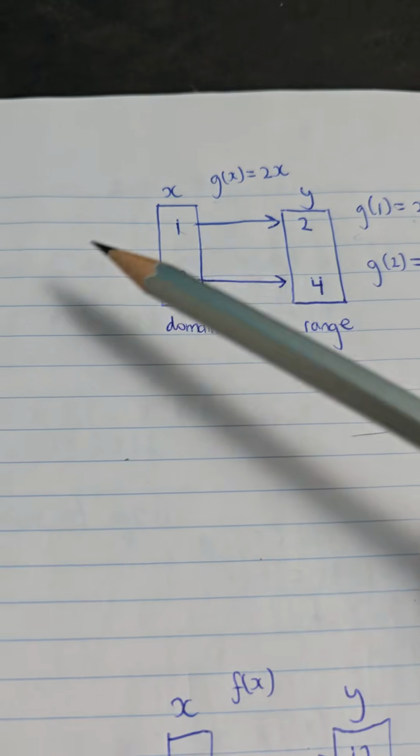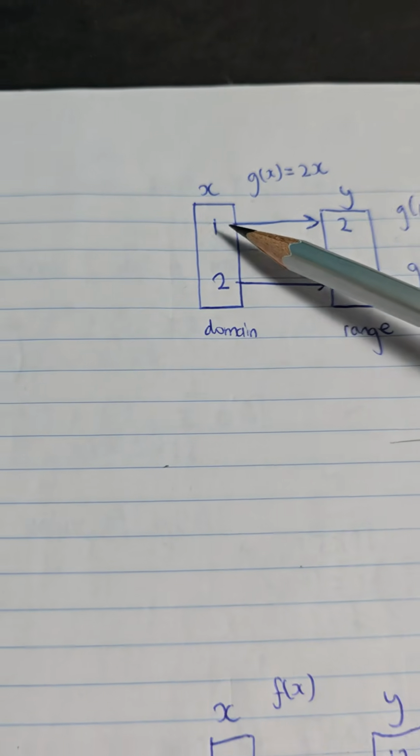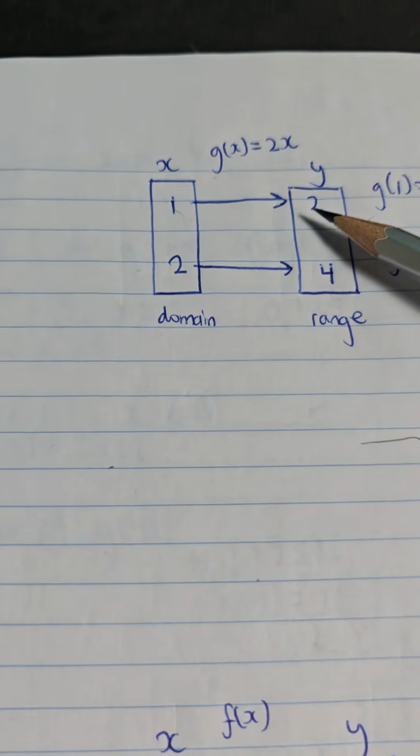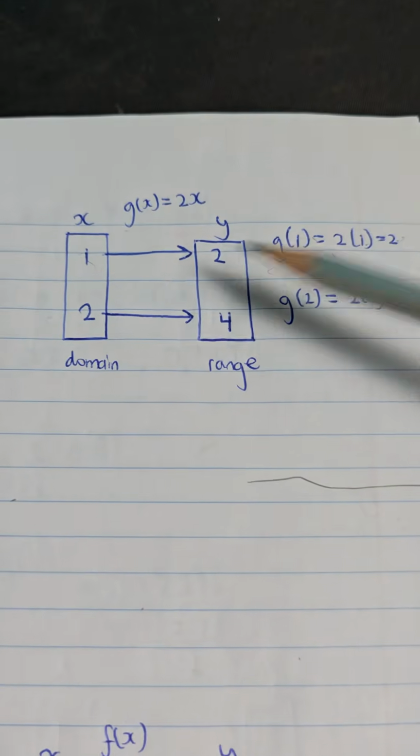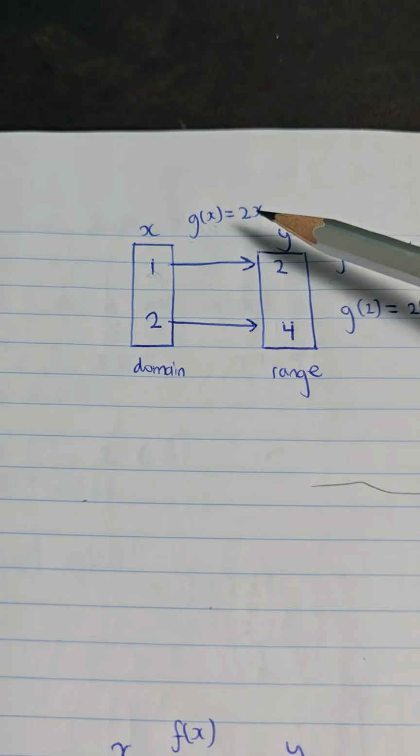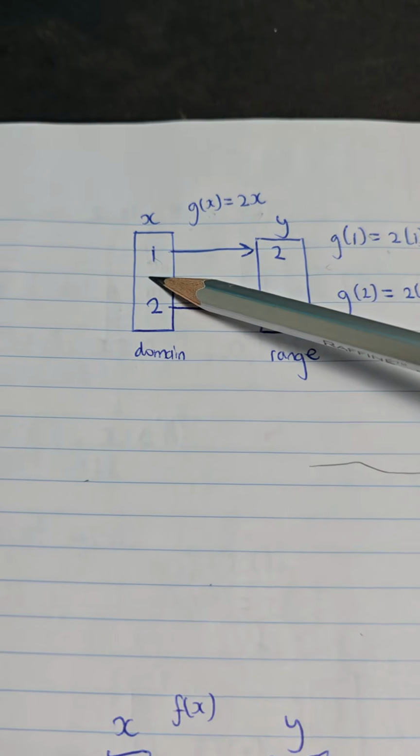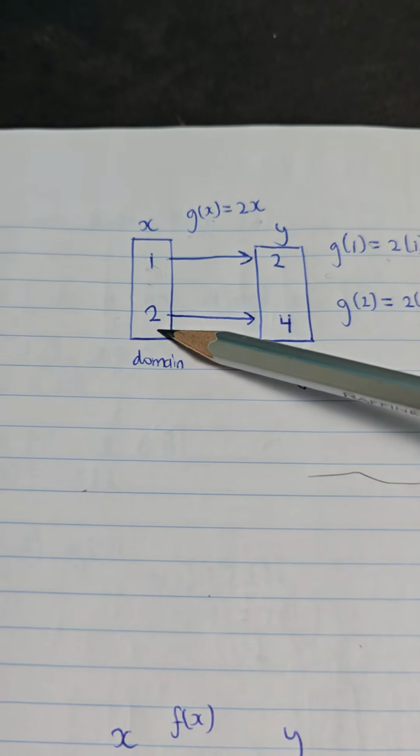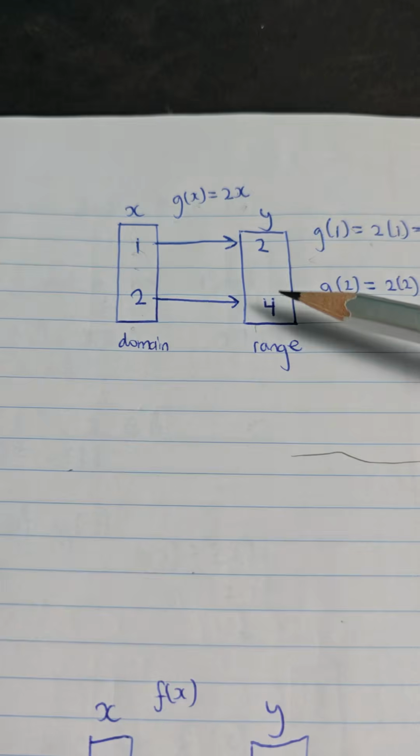Now the function will map elements in the domain to exactly one element in the range. And if you're confused, watch. When x is 1, I'm going to replace x with 1. 2 by 1 is 2. So when x is 1, my output is 2. When x is 2, 2 by 2 is 4, my output is 4.